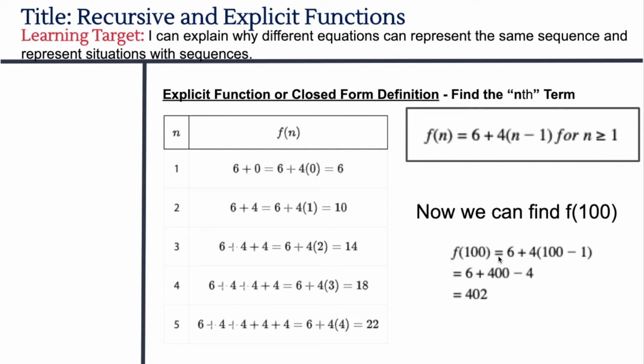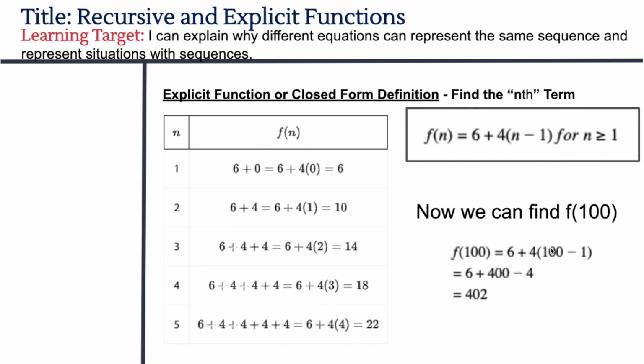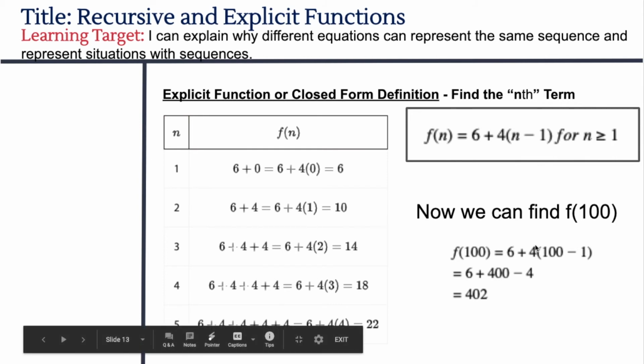So f of 100 equals 6 plus 4 times 100 minus 1. You could do subtraction here, and then you get 6 plus 4 times 99. But I felt like 4 times 99 was kind of too much to do in my head. I didn't want to pull out my calculator. So instead I used the distributive property, and this is what I did. 4 times 100 is 400, and 4 times negative 1 is negative 4. And now this addition and subtraction problem is really easy. The 6 minus the 4 is positive 2, so I get 402.